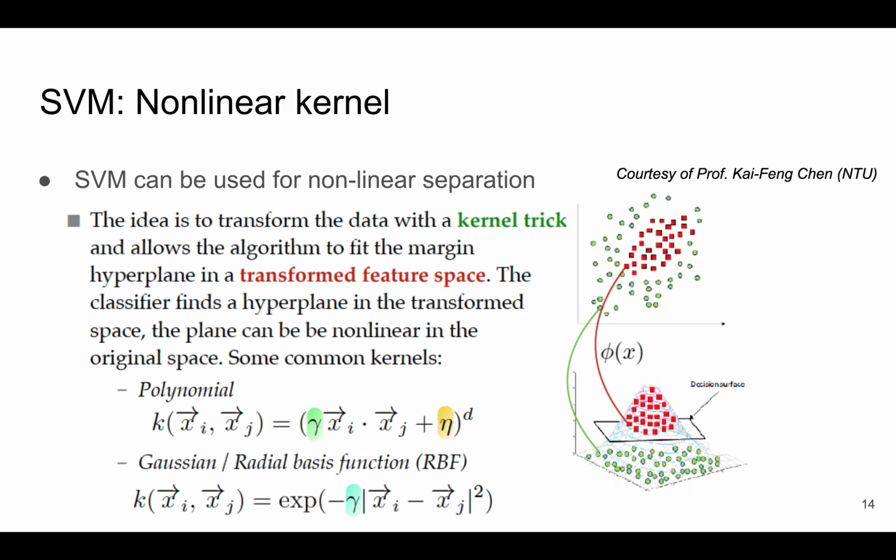Some common kernels include the polynomial kernel and the radial basis function, or RBF kernel, which is basically a Gaussian. You can also specify the coefficients of the kernel functions, such as the degree of polynomials you want to use.